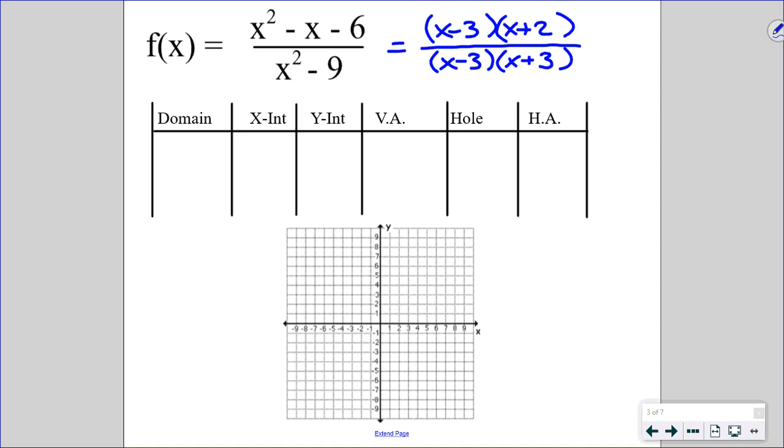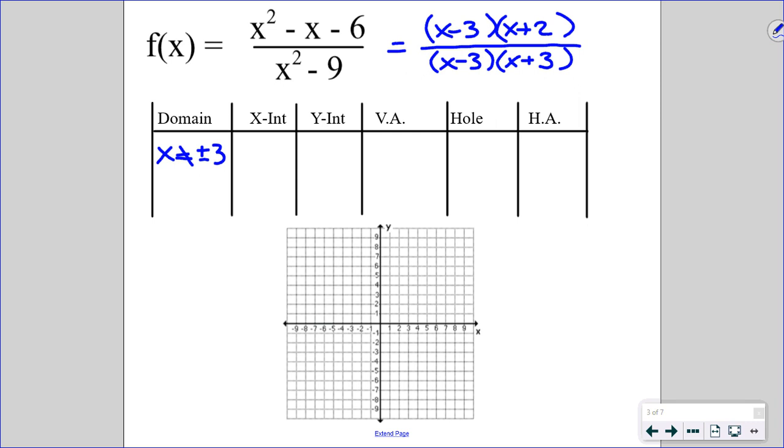Now, before you cross anything out, because I'm noticing we have x minus 3 over x minus 3, find your domain. Because remember, the domain comes from the zeros of the denominator. And these are the values that x cannot equal. So I know based on the denominator that x cannot equal positive 3 and -3. These are the values of x where the graph has a discontinuity. The discontinuities are the vertical asymptotes and the holes.